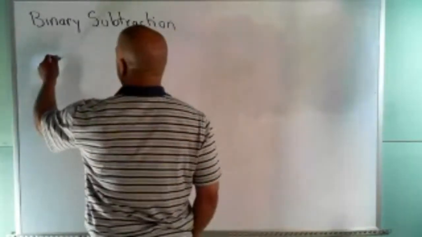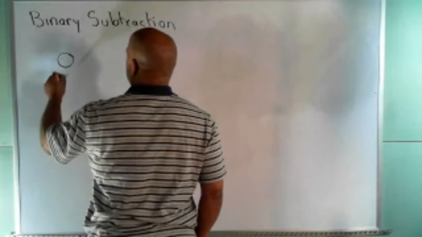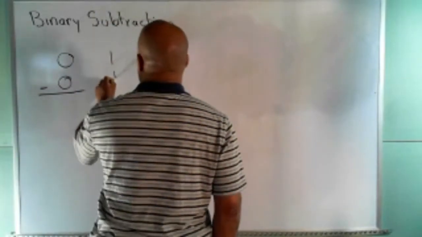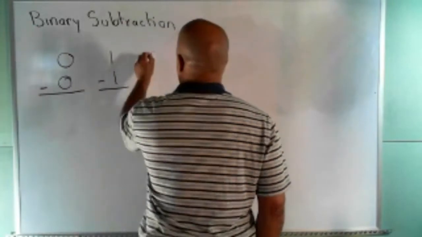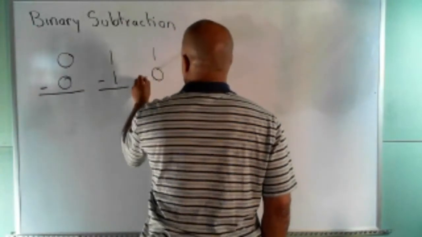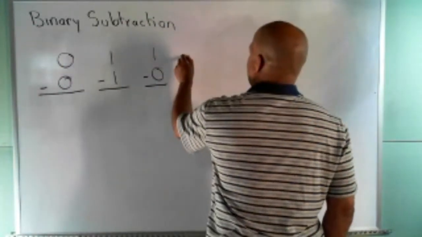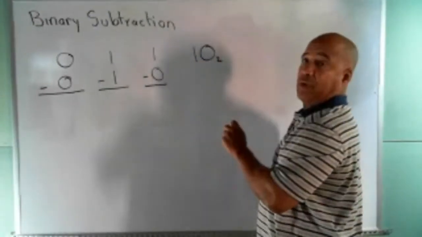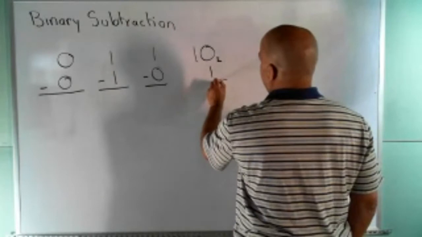Let me go ahead and put the rules up. So I have a 0, take away 0. I have a 1, take away 1. I have a 1, take away 0. And now this one is a 1, 0, which is a binary 2. And I'm going to take away 1.